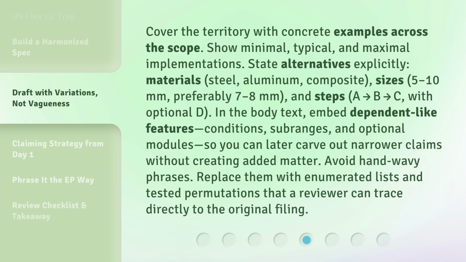In the body text, embed dependent-like features, conditions, subranges, and optional modules, so you can later carve out narrower claims without creating added matter. Avoid hand-wavy phrases. Replace them with enumerated lists and tested permutations that a reviewer can trace directly to the original filing.